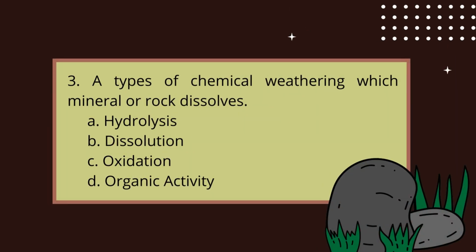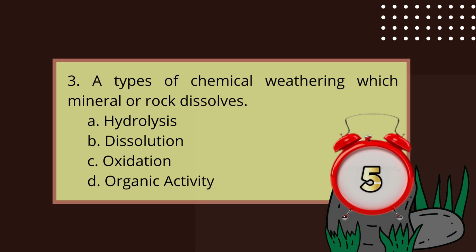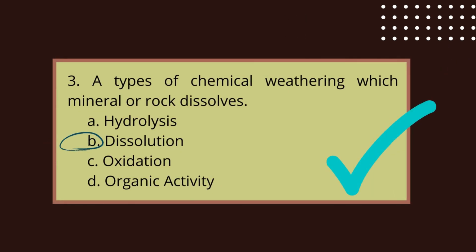Number 3, a type of chemical weathering in which mineral or rock dissolves. A. Hydrolysis, B. Dissolution, C. Oxidation, D. Organic activity. The answer is letter B, dissolution.